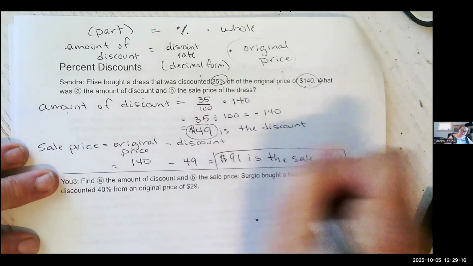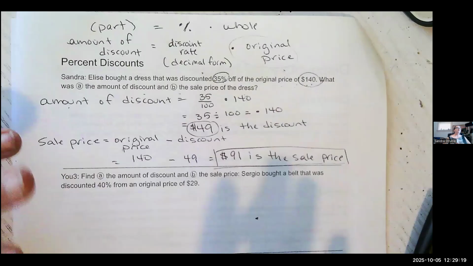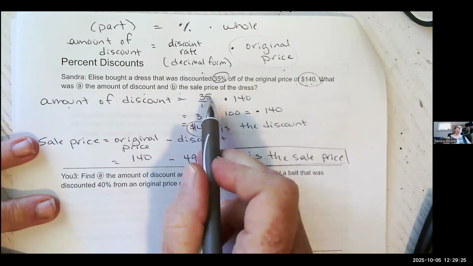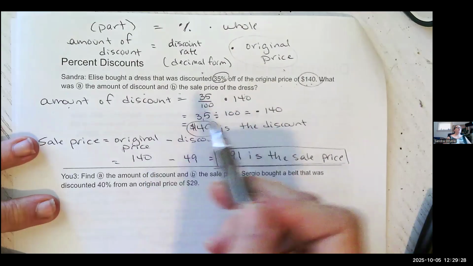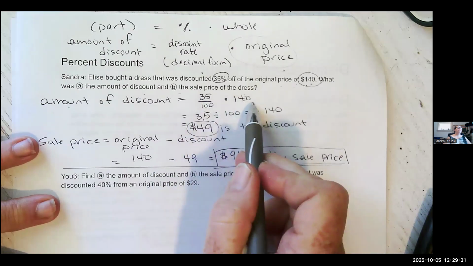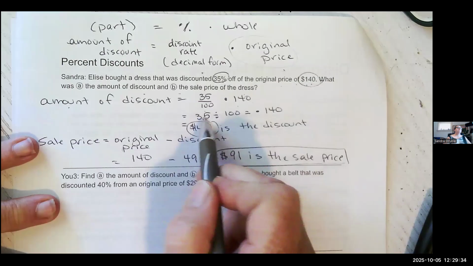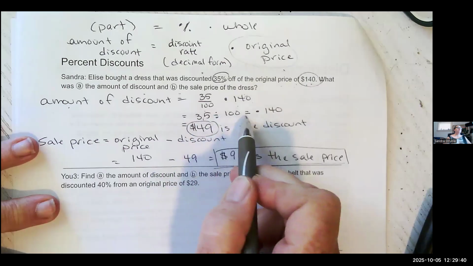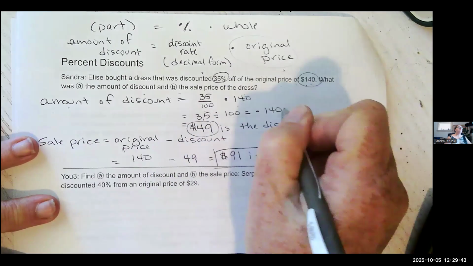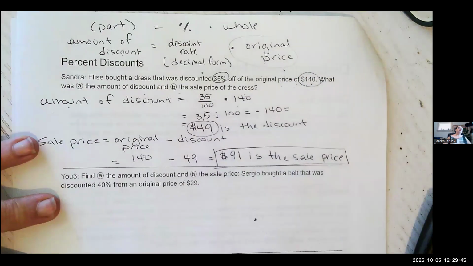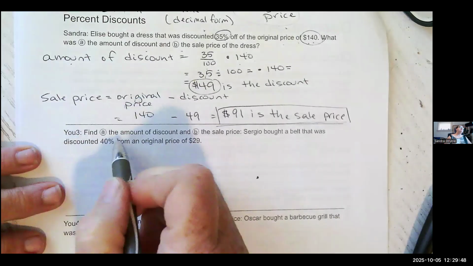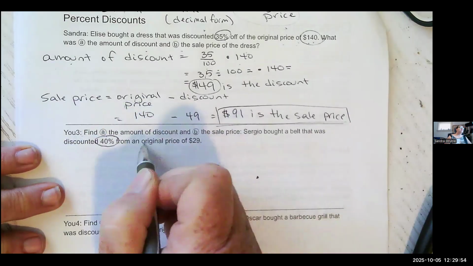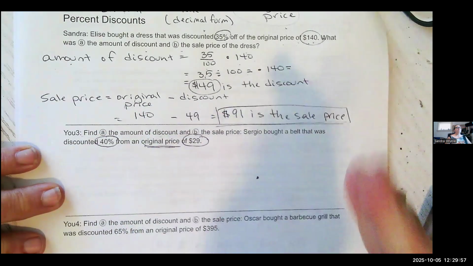This might take you a little bit longer because you've got two pieces to do here, but this is still stuff we've been doing this whole time. You have to change your percent to a decimal. So it's going to be 0.35 times 140, which is the original price. In your calculator, you're going to put 35 divided by 100 equals, times 140 equals. Pause the video, come back and see how you do for the next one. I'll read it to you real quick. Find the amount of the discount and the sale price. Sergio bought a belt that was discounted at 40% off from the original price of $29. Okay, pause your video, come back and see how you did.